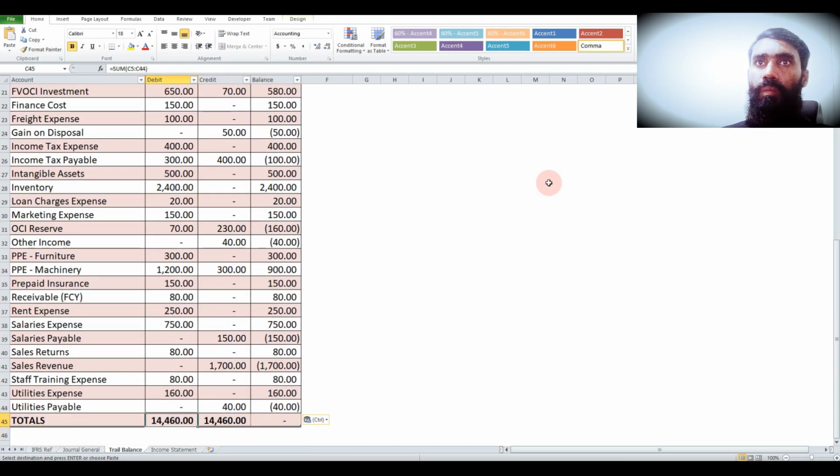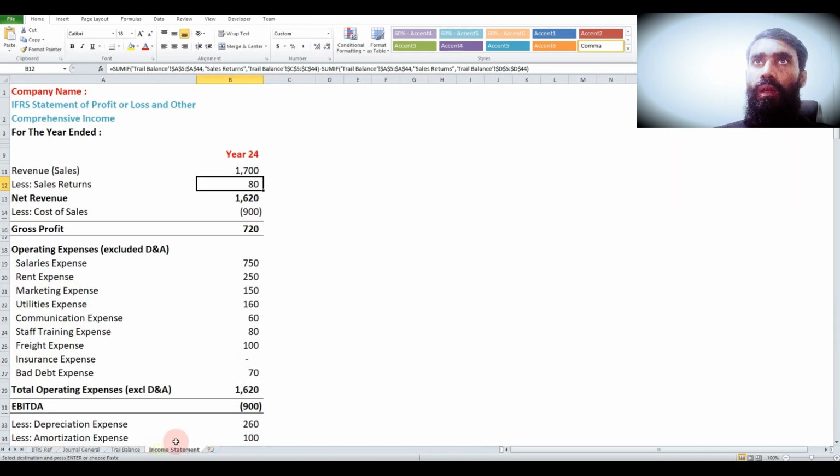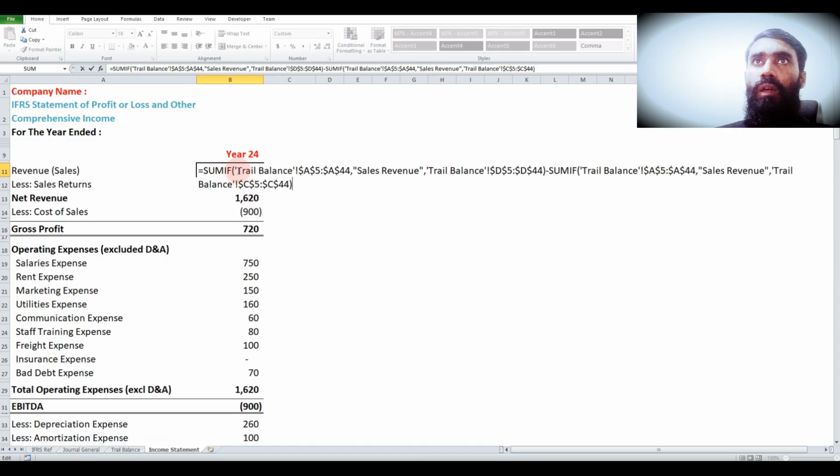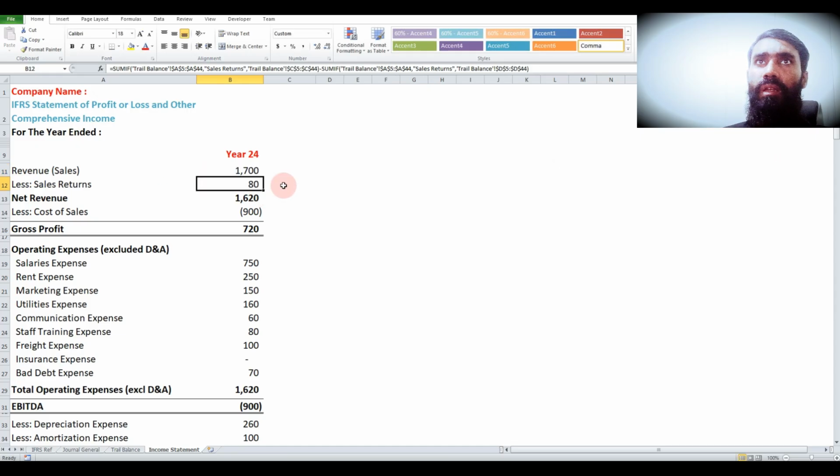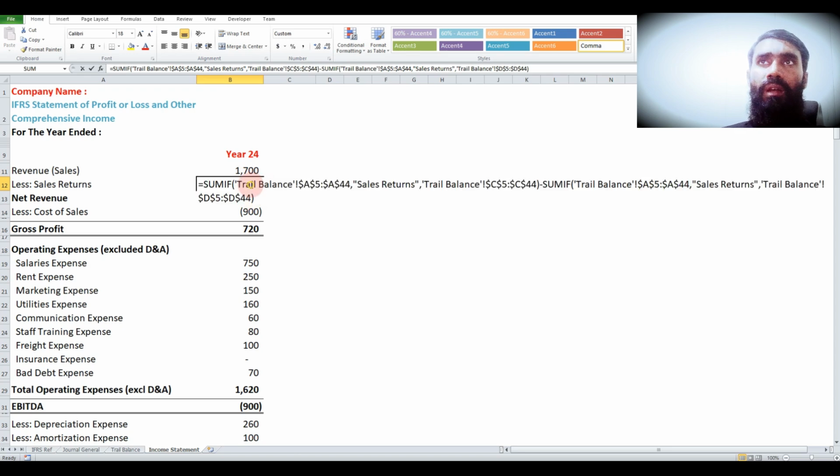Now the same, I created this like that. Now the income statement I have created. SUMIF trial balance sales revenue. I want this one, so I type here sales revenue trial balance minus SUMIF trial balance sales return trial balance this. So I want this value, 1700, sales return 80.